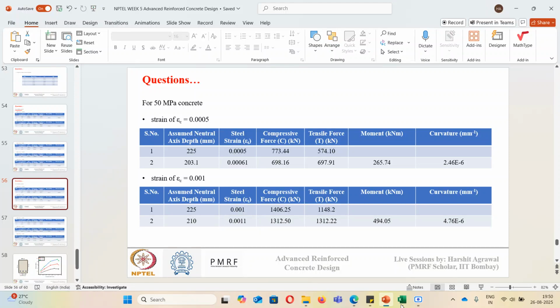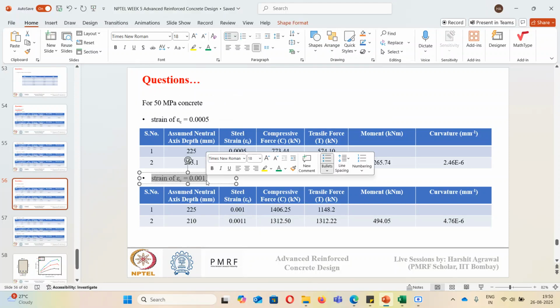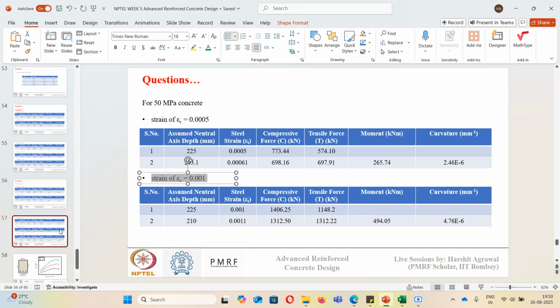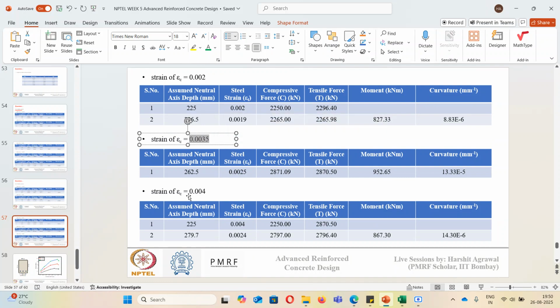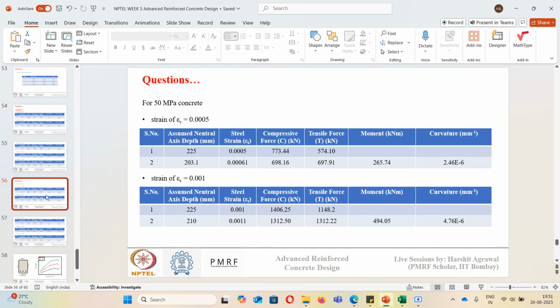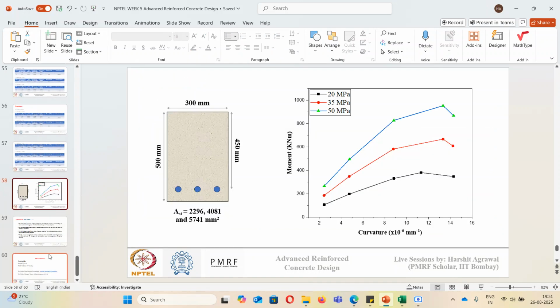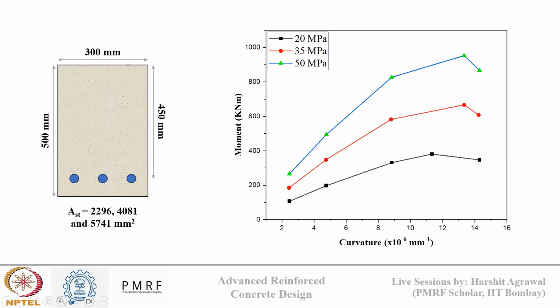So this is how I again did the calculation at different strain values: 0.0005, 0.001, 0.002, 0.0035, and 0.004. We'll do the iteration calculation. And for M35 we have already done the calculation, so I didn't repeat it. So you can see how the profile will come based on the change in the concrete grade.